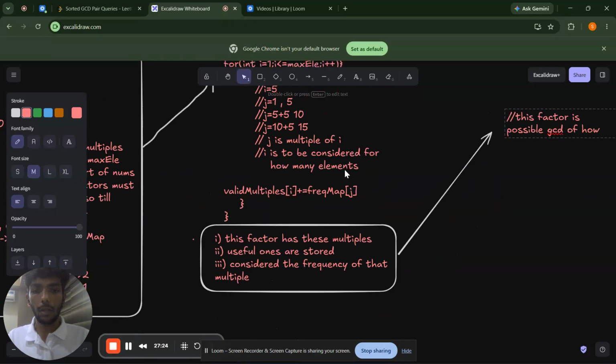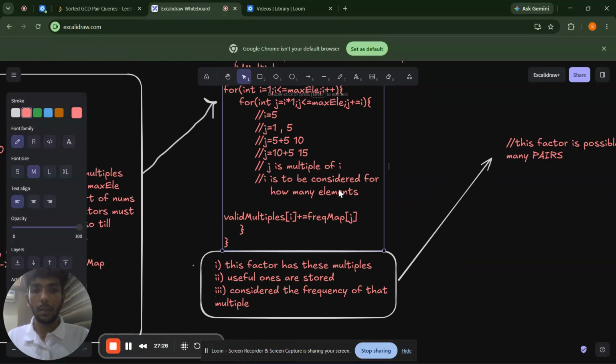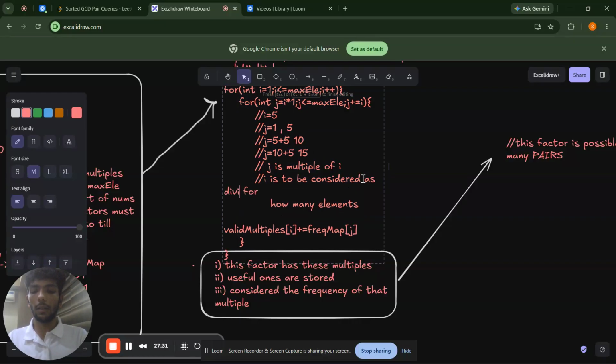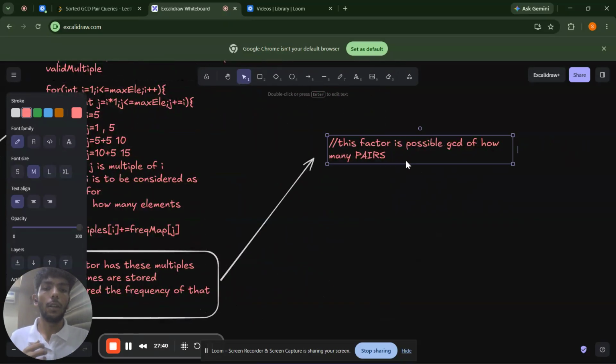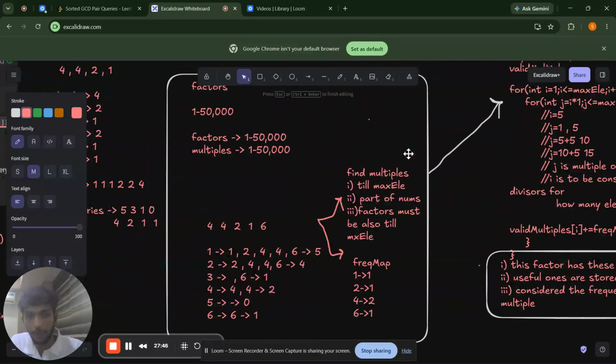Here we found out, as divisors, for how many elements I is to be considered as a divisor. Now we want to find out that this factor is a possible GCD of how many pairs. Here we have found out that 1 is a possible contributor to these five pairs.